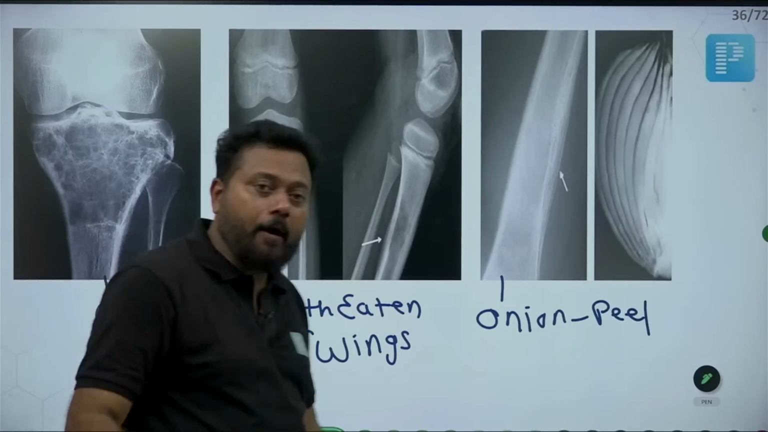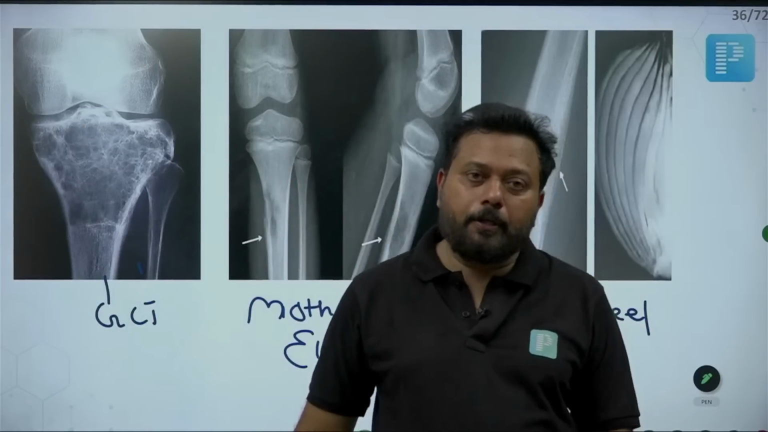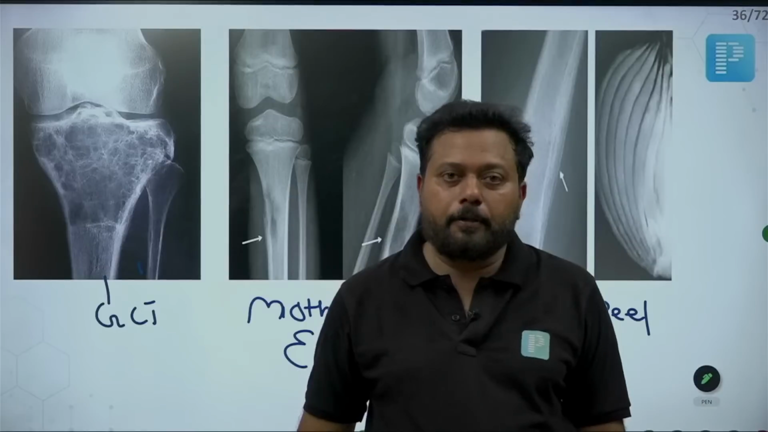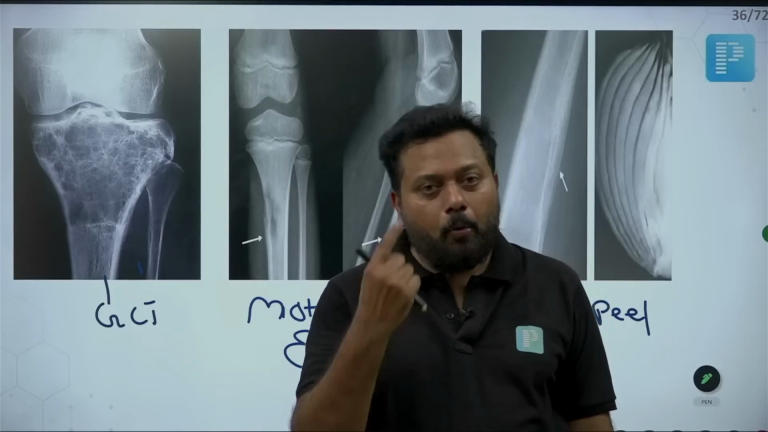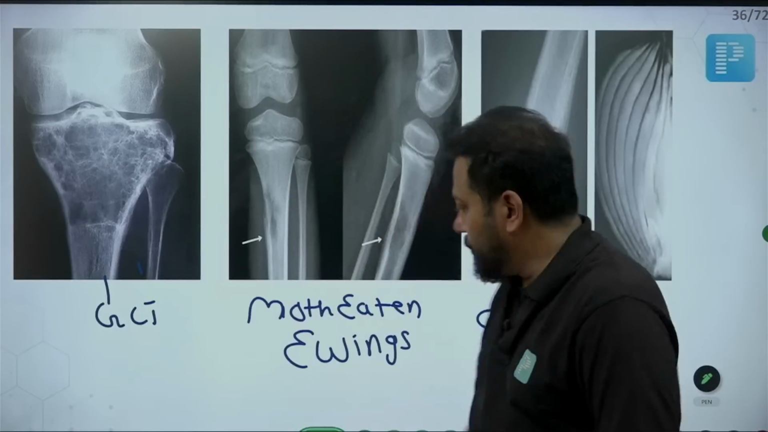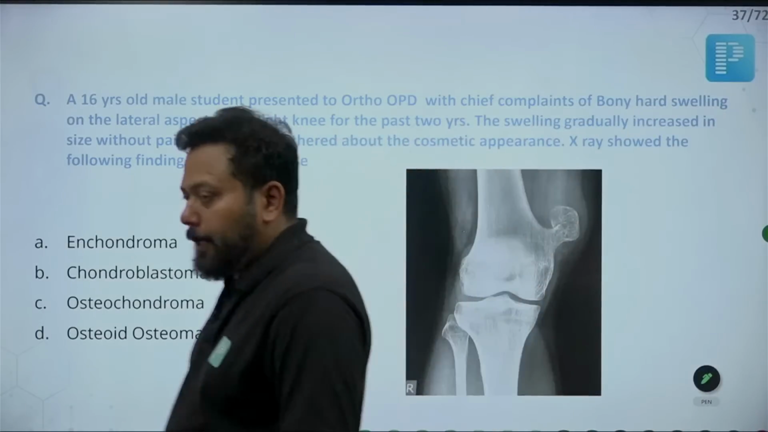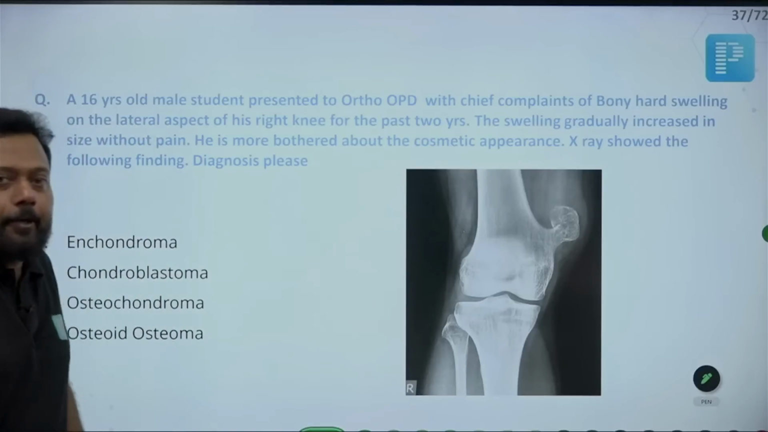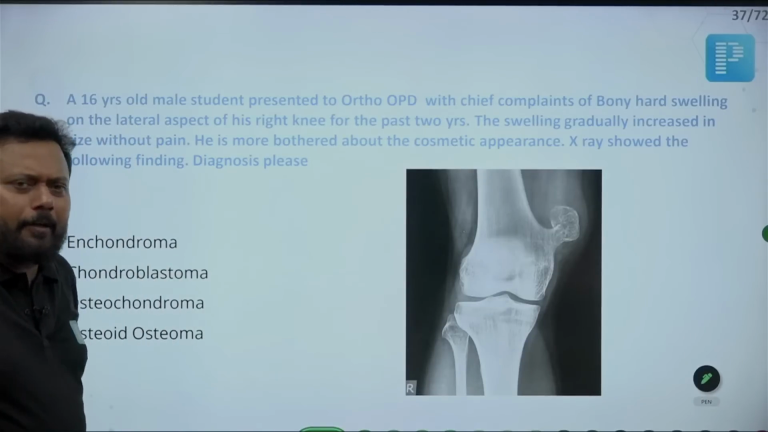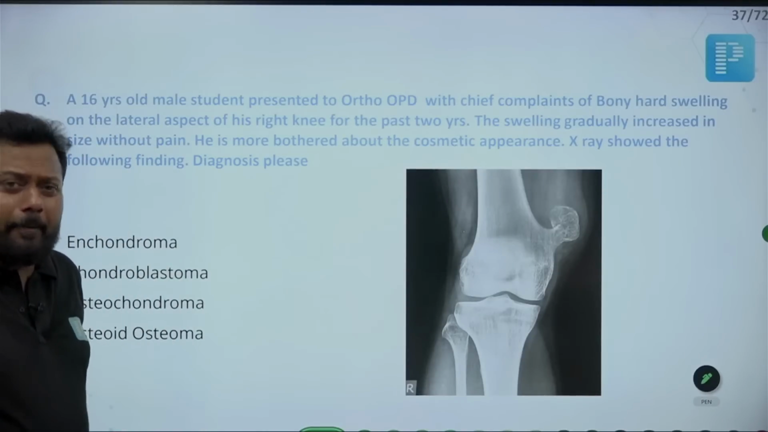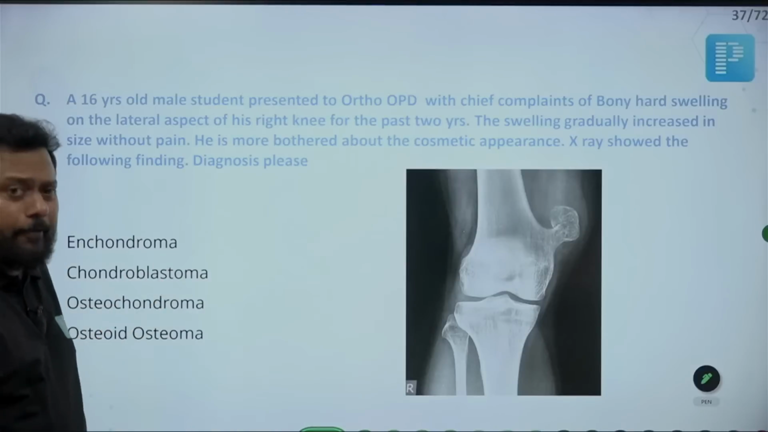So Ewing sarcoma, 3 radiological features. Osteogenic sarcoma, 2 radiological features. Osteoclastoma or giant cell tumor, 1 radiological feature. Okay. Then comes the next important image. Again, a very favorite question of exam setters in NEET, INI-CET, all the previous state entrances. This was the very favorite question.